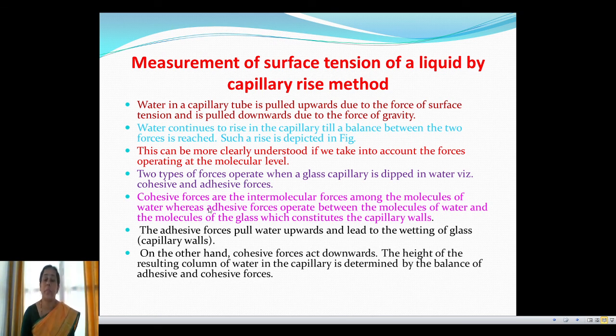Intermolecular means the forces among the molecules of the same compound, whereas the adhesive forces operate between the molecules of water and the molecules of glass, which constitutes the capillary walls. The adhesive forces pull water upwards and lead to wetting of the glass capillary. On the other hand, cohesive forces act downwards. The height of the resulting column of water in the capillary is determined by the balance of cohesive and adhesive forces. That is, when cohesive equals adhesive forces, we can determine the surface tension.